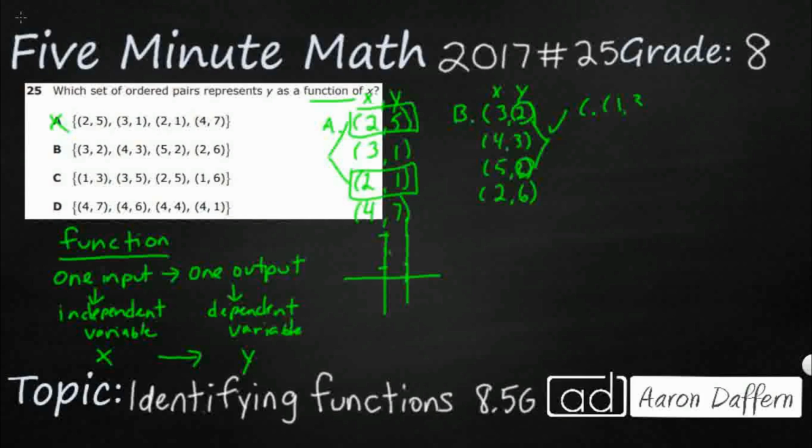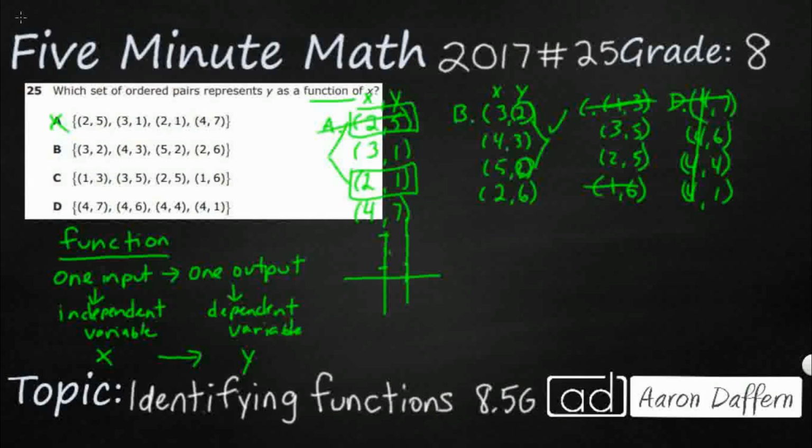So I've got 1, 3, 3, 5, 2, 5. Oh, there we go. 1, 6. C is incorrect. I've got 4, 7. Okay, all of them are 4s. 4, 6, 4, 4, and then 4, 1. Yeah, that's a big fat no. All right, so A, C, and D do not work, so my answer here is B.